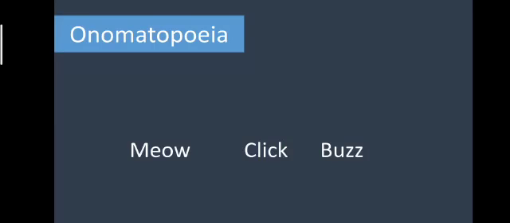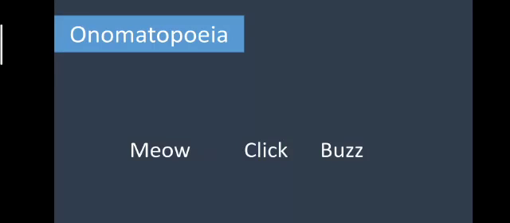Now let's talk about onomatopoeia. An onomatopoeia is the poetic device in which the poet uses a word that sounds like what it describes. For example, we have the word mew, and the word mew describes the sound of a cat. So the word itself sounds like the action, or the thing that it describes, okay?